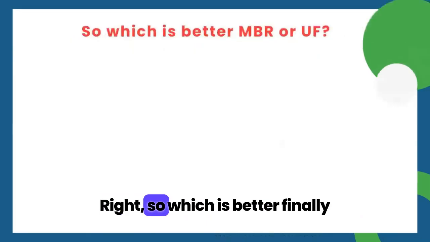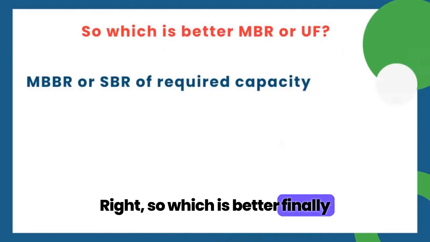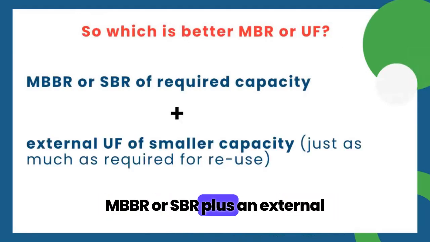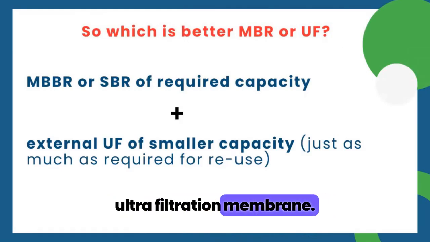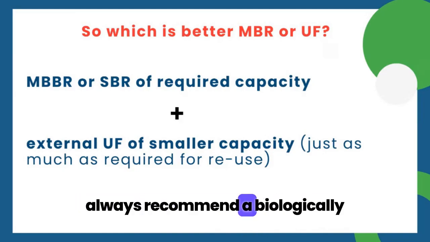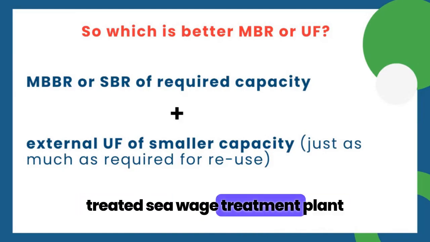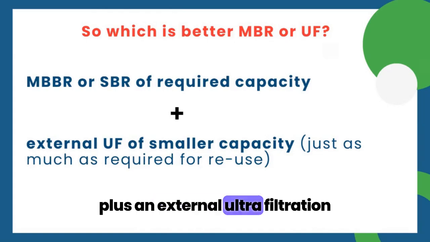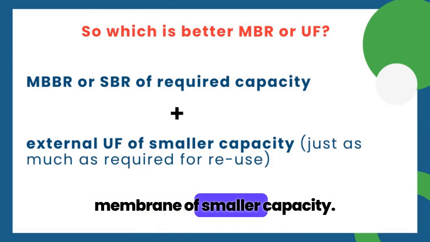So, which is better? Finally, MBBR or SBR plus an external ultrafiltration membrane. As a learned person, we would always recommend a biologically treated sewage treatment plant, that is with MBBR or SBR, plus an external ultrafiltration membrane of smaller capacity.